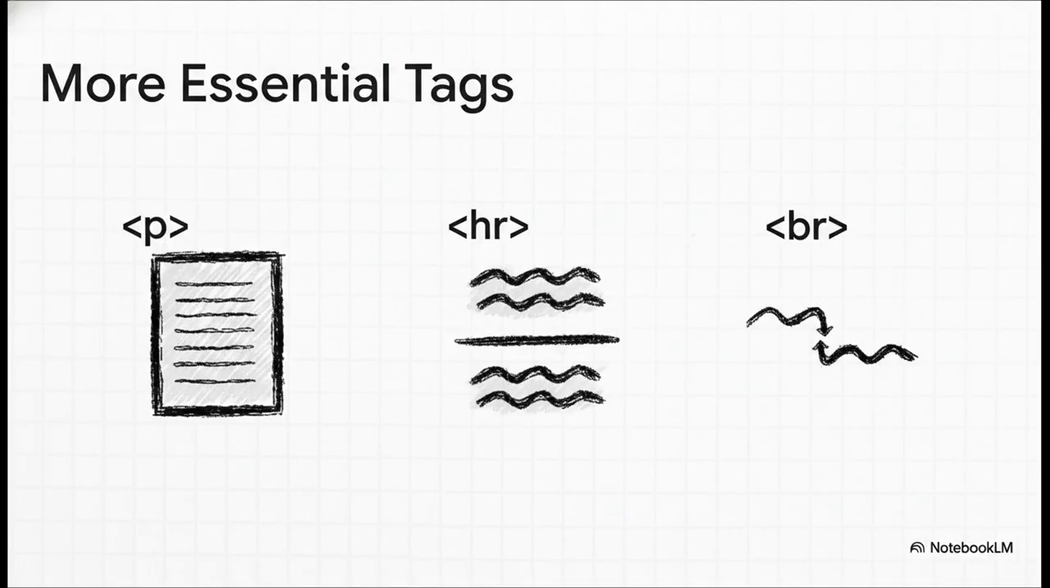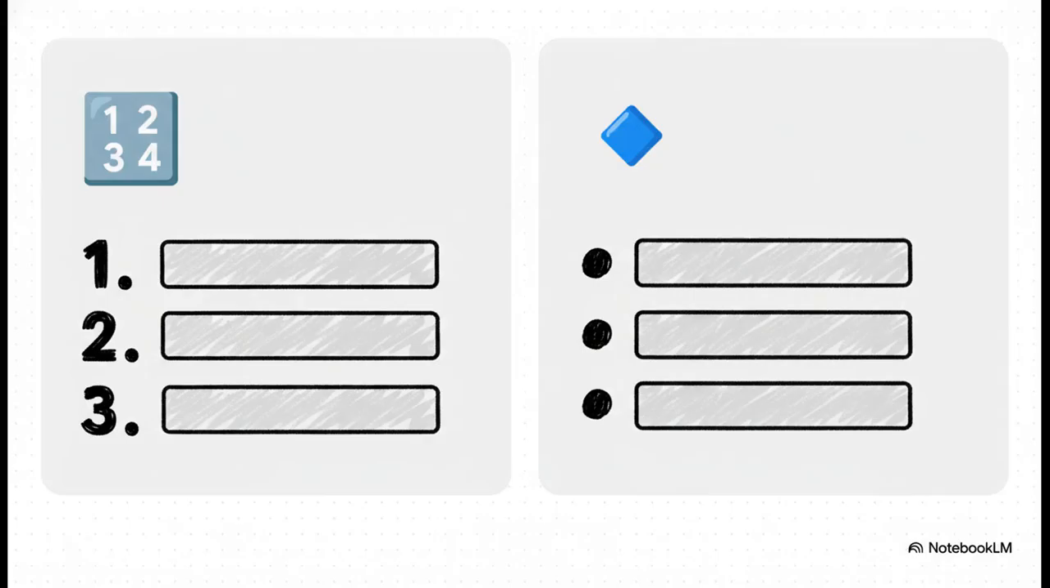Then, of course, you've got the absolute workhorse of the web, the P tag for any old paragraph. And for a little visual flair, you can use HR to draw a line across the page, or BR to force a line break, which is kind of like hitting the Enter key in the middle of a sentence. And what about lists? HTML makes them super easy. If you need things in a specific order, like steps in a recipe, you use an ordered list, or OL.